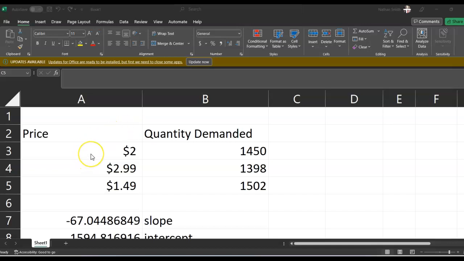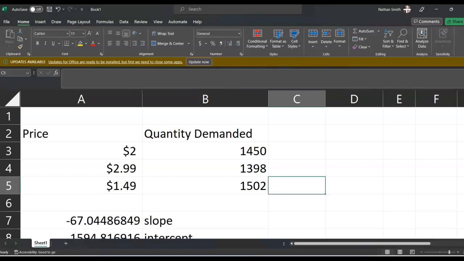All right, so suppose when this firm was selling its commodity type product at only $2 a unit, it sold 1,450 units. Now, suppose in the past, during a different time period, the firm raised its price to $2.99 and it sold 1,398 units of the product. And then maybe there was a time the firm tried to discount its price a bit down to $1.49, and the firm sold 1,502 units of its product. Okay, so to work this, you would have to have that actual data and have recorded it.